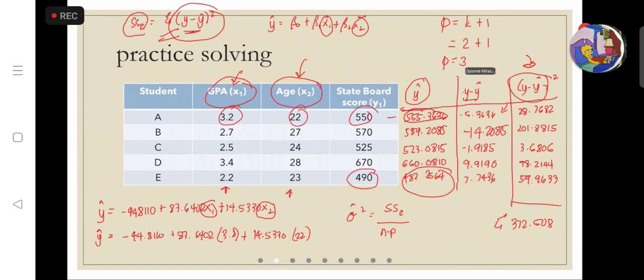So let's plug in these values. So the error sum of squares is 372.508 over our n, which is 5, minus our p, which is 3. The error sum of squares is therefore 372.508 over 2. So what is the value of our estimator of variance?